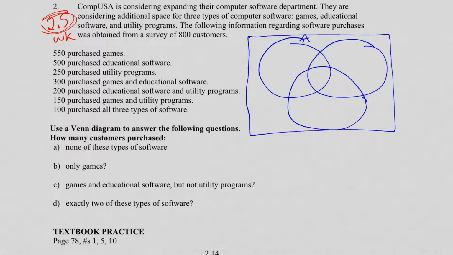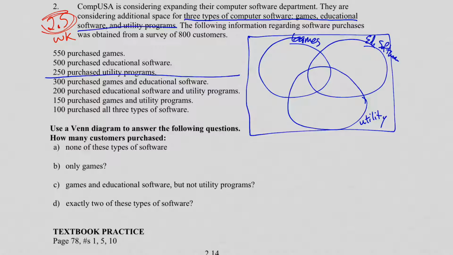Okay, we got set A, B, oh wait. So we have three types of items here, and you can see them right there as well. Okay, so games, let's put that first. Let's put educational software here, and utility programs over here.